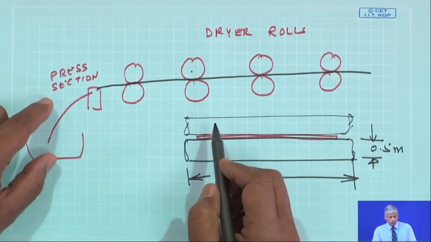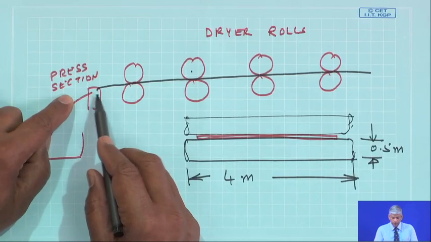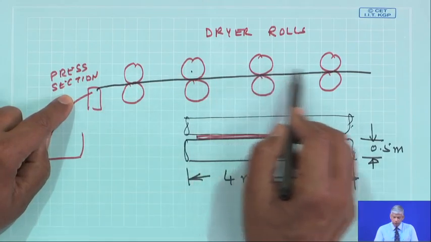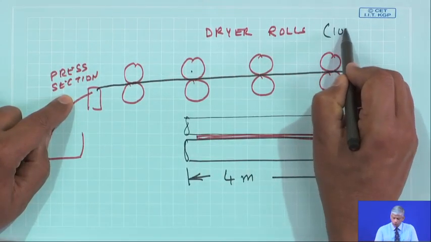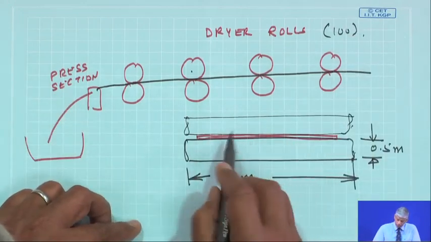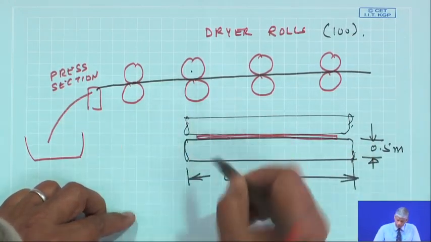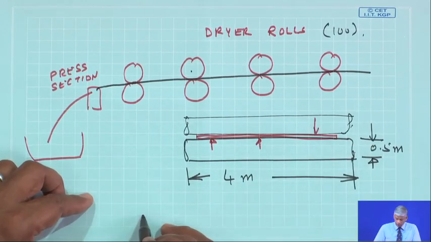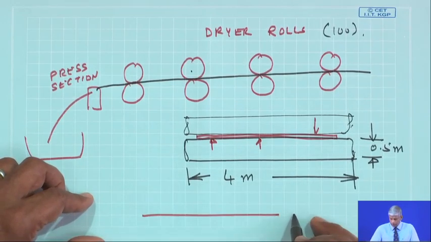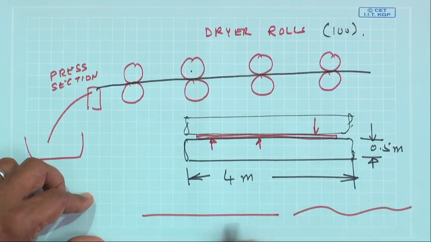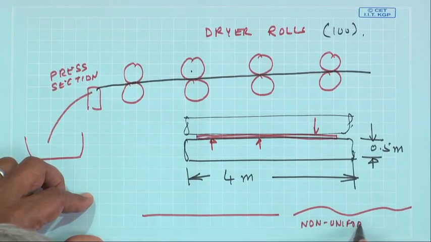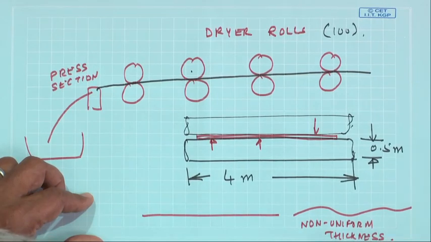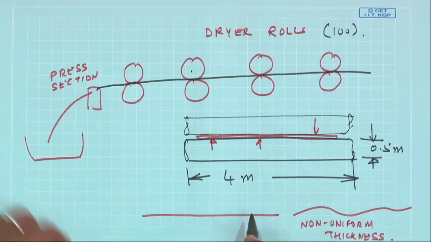And the paper, which is actually a wet pulp at the beginning, goes through steam drying rolls, and there could be hundreds of such rolls in a paper mill. If there was an unbalance, what is going to happen? The forces would be uneven. So, I will not get a flat paper, but I will get a paper with non-uniform thickness. So, the quality would deteriorate.